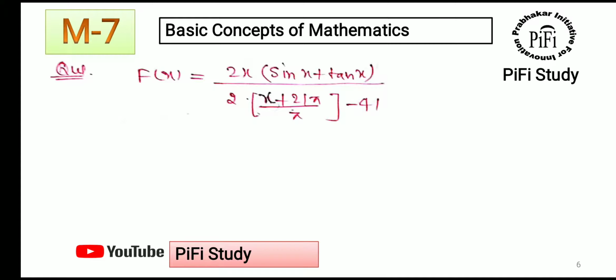So again try this one. fx is equal to 2x sin x plus tan x, 2x plus 21 pi divided by pi, whole of greatest integer, minus 41. So you can write this function like 2x sin x plus tan x, 2, then from the property of the greatest integer function, you can write x plus 21 pi is equal to x plus 21 minus 41.